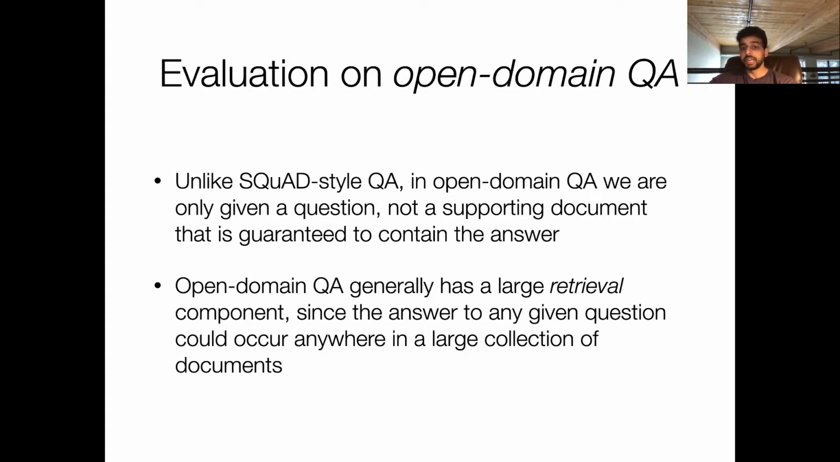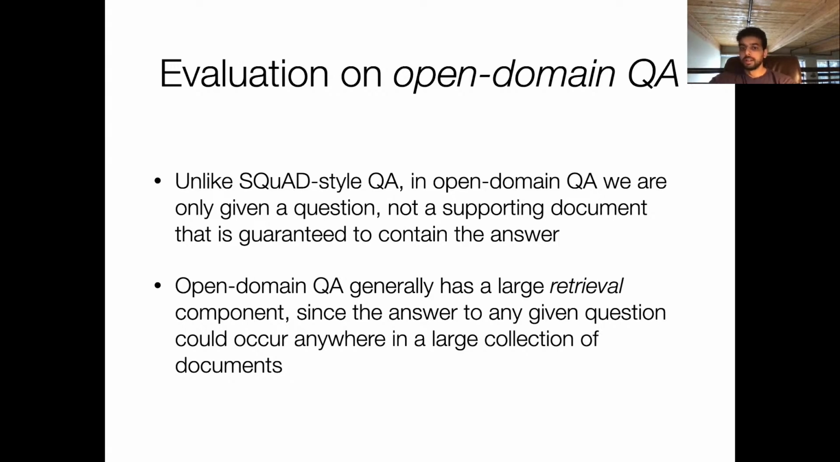In open domain QA, we're only given a question. We don't have a supporting document, and that supporting document is not guaranteed to contain the answer. So there's a big retrieval component here, right? In order to answer these questions, I might need to access a huge knowledge source, do retrieval over this knowledge source, and then extract the answer from the retrieved documents.